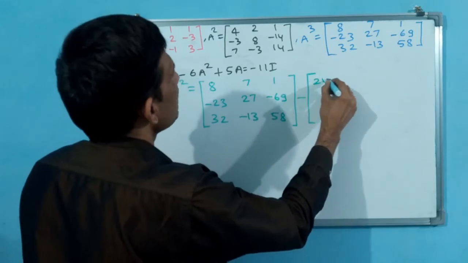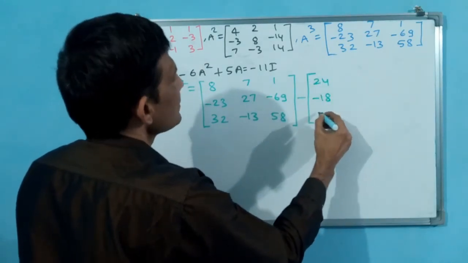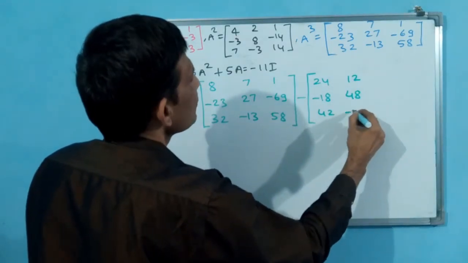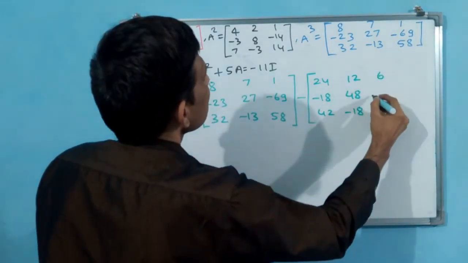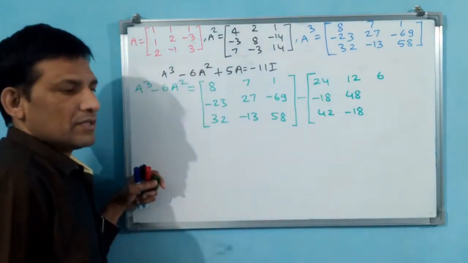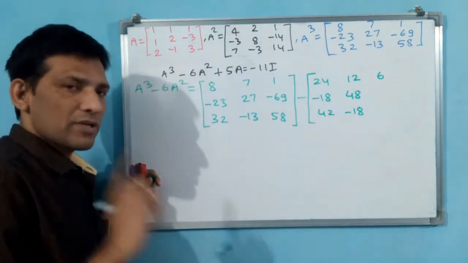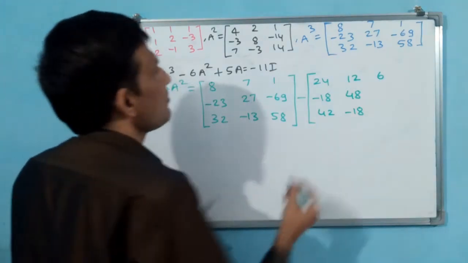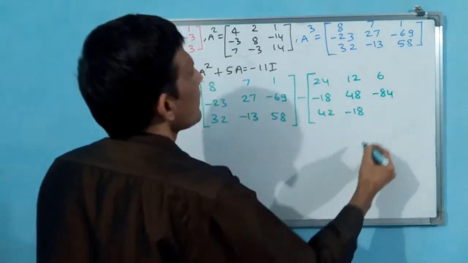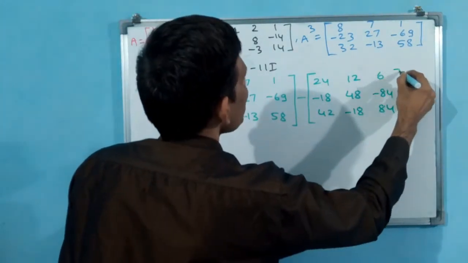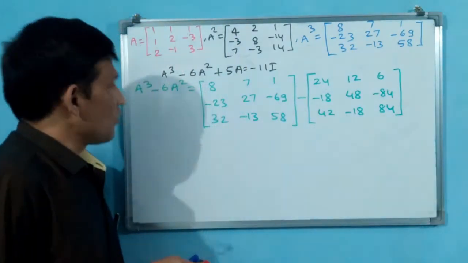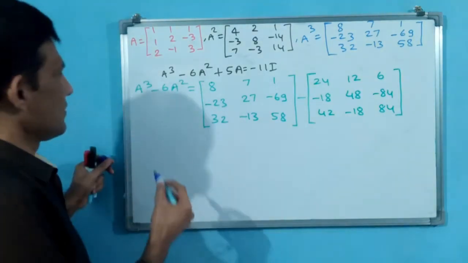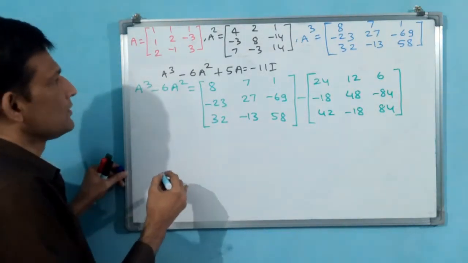6 into 4, 24. 6 into 3, 18. 6 into 7, 42. 6 into 2, 12. 6 into 8, 48. 6 into 3, 18. 6 into 1, 6. 6 into 14. See, 14 threes are 42, 14 sixes are automatically 84. Minus 84. Plus 84. Okay. Now perform these two first. Then we will add 5a afterwards.